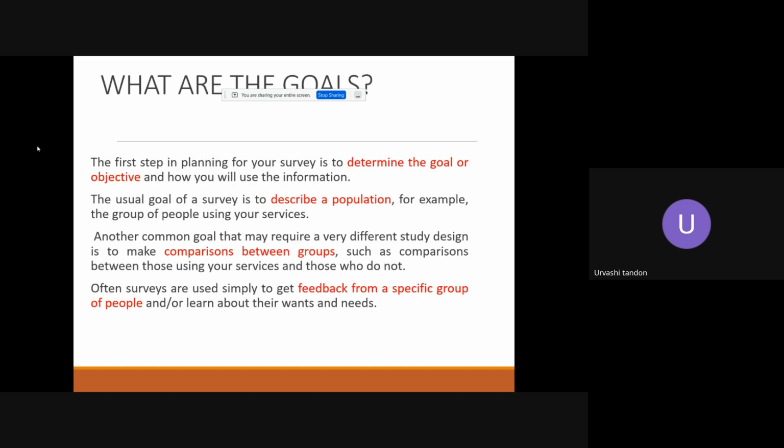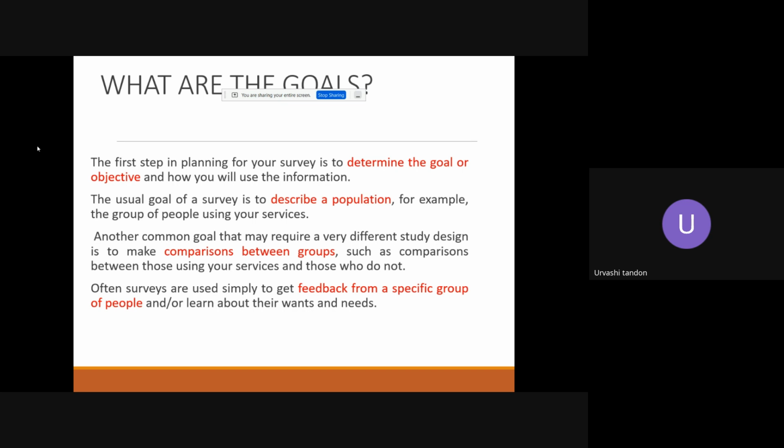Now, whenever you have to plan, first of all you have to determine the goal. Then, as I said earlier also, you have to describe a population, for example a group of people who will be using your research. And then you have to make the comparison between the groups, like those who will be using your service and those who will not. So surveys are a simple way to get feedback from a specific group of people and learn about their needs and wants.